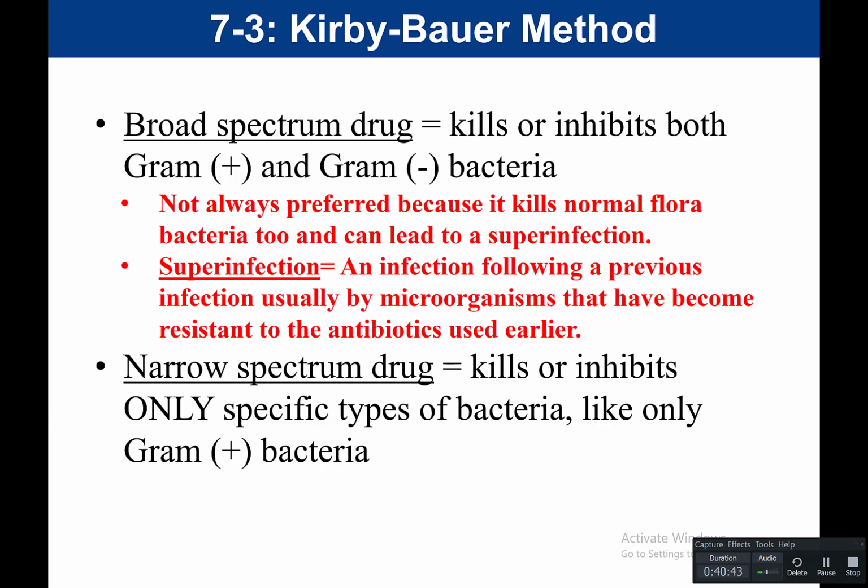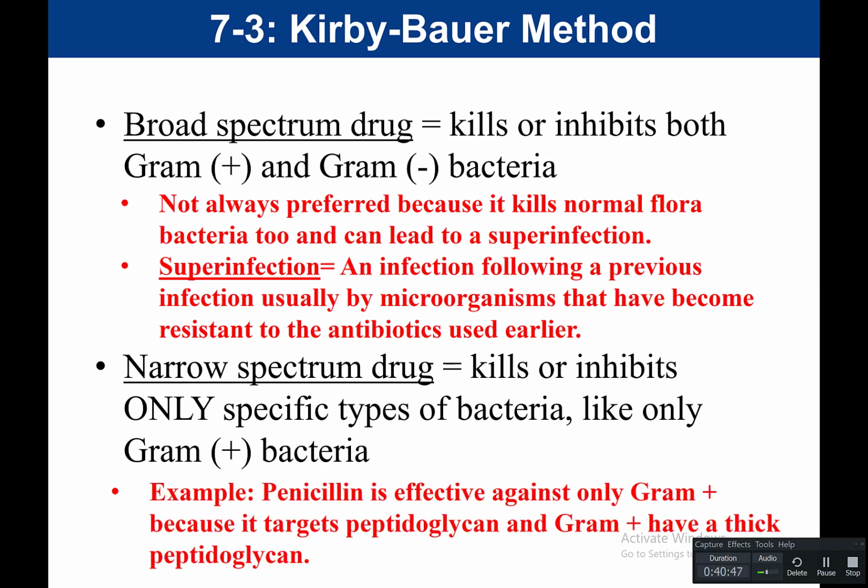A narrow spectrum drug is one that kills or inhibits only specific types of bacteria, meaning they might only target gram-positive bacteria, for example. An example of this would be penicillin. Penicillin is only effective against gram-positive because it targets peptidoglycan. And remember that gram-positive have a thick layer of peptidoglycan. Gram-negative, on the other hand, has a much thinner layer of peptidoglycan.